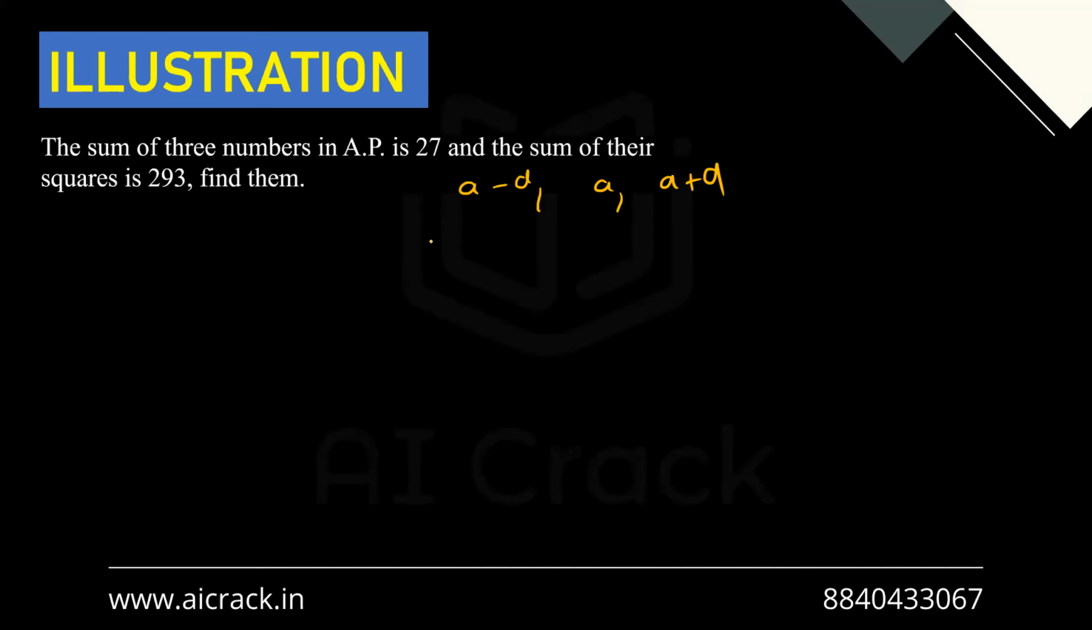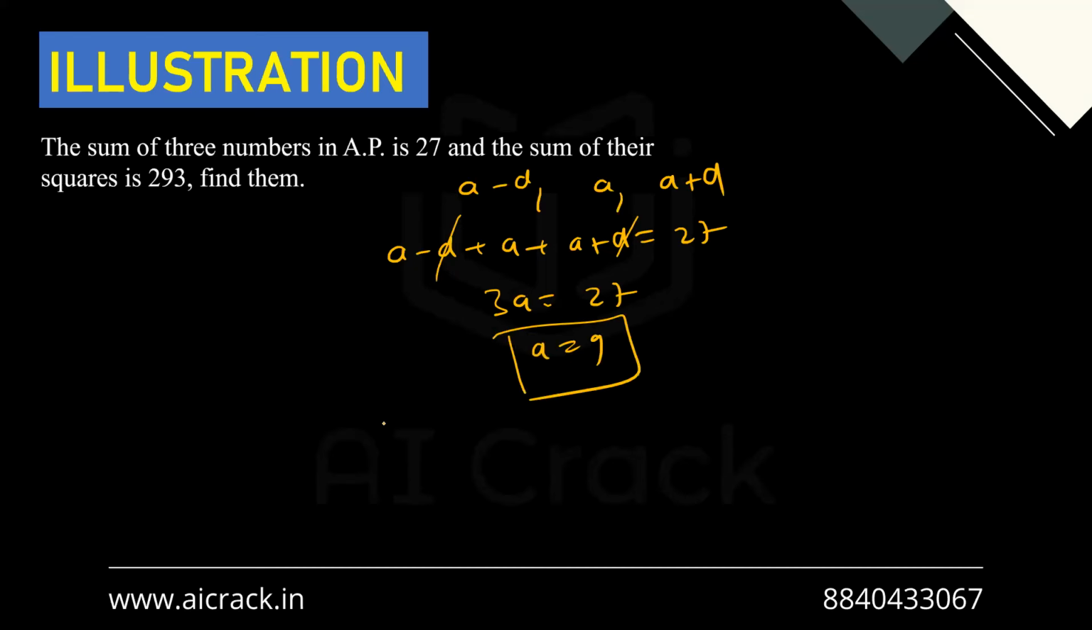Okay. So the summation is 27. Basically, that means A minus D plus A plus A plus D equals 27. So D gets cancelled out. What we have got? We've got 3A equals 27, A equals 9. We have got A equals 9 over here, right?